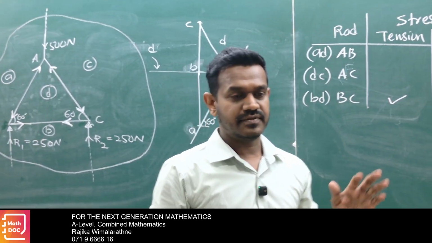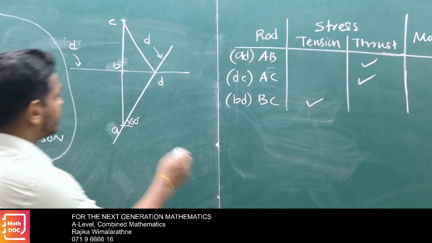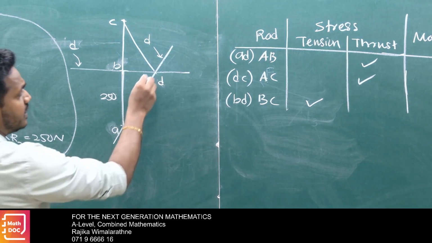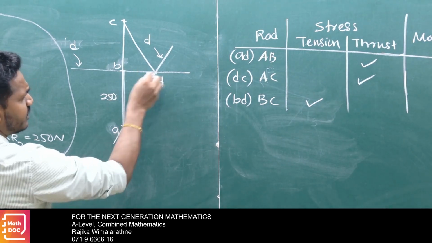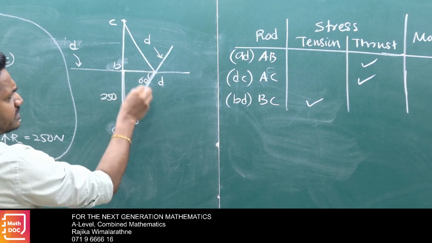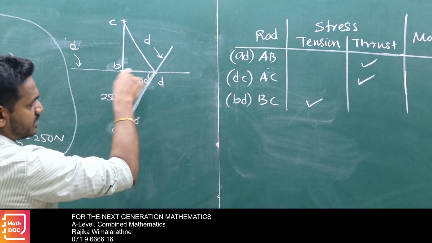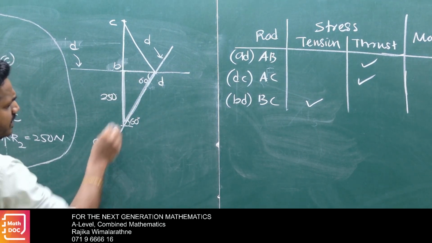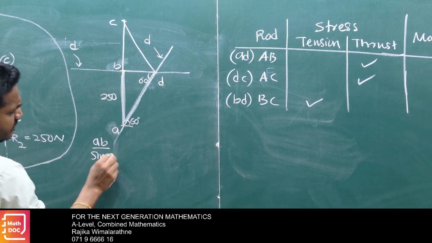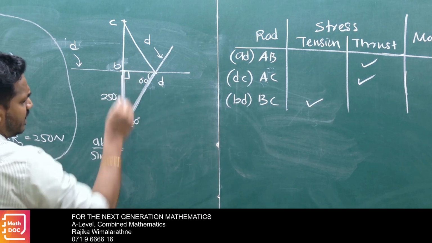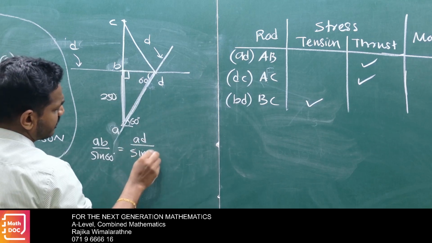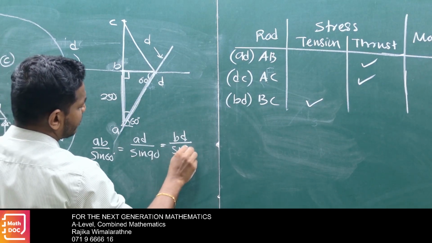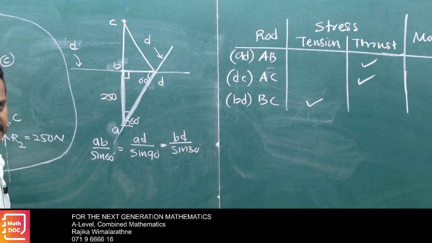Okay, now see further. Now you know here, this AB means 250. Here 250. Here 60-degree inclination. You know the geometry now? Then find these two lengths. AD, apply the sine rule. 250, AB over sine 60, equals AD over sine 90, equals BD over sine 30.